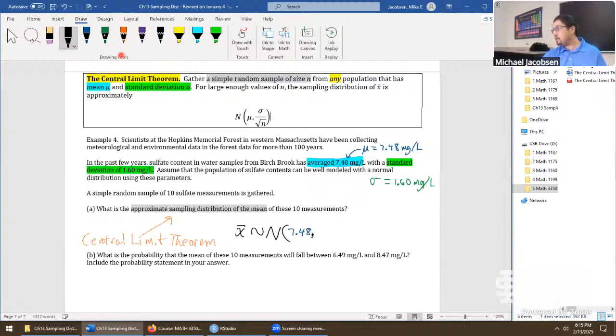Then 1.60 going in for sigma in this location, and I filled in mu in that spot there. We're divided by the square root of the sample size. But when it said a random sample of size 10, a simple random sample, even better, that means we have sample n equals 10 when we're throwing into the formula up here. And that's the exact distribution.